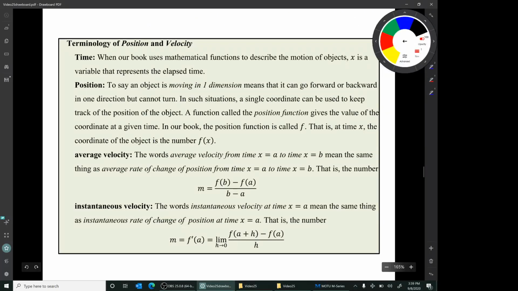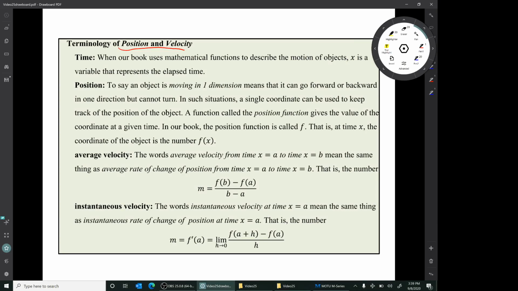Now I want to talk a little bit about the terminology of position and velocity. So one of the main driving forces behind the development of calculus was the effort to describe the motion of objects, the motion of the planets. We are going to be doing some of that in our course. So we're going to be describing the motion of objects, and when we do that, x is going to be a variable that represents time.